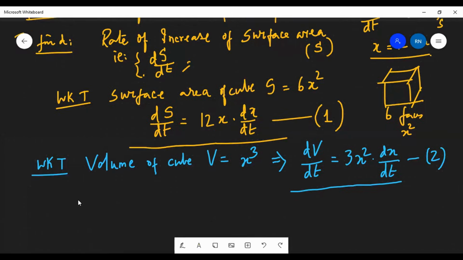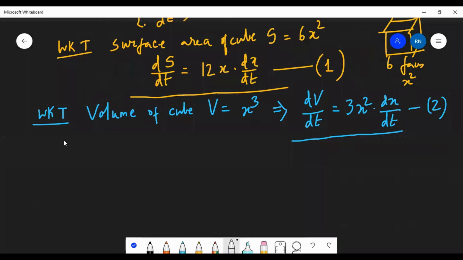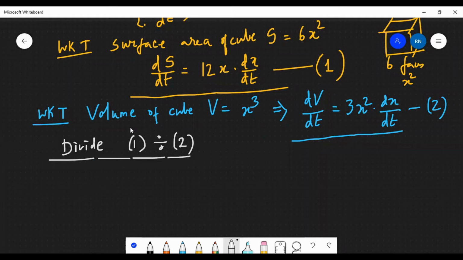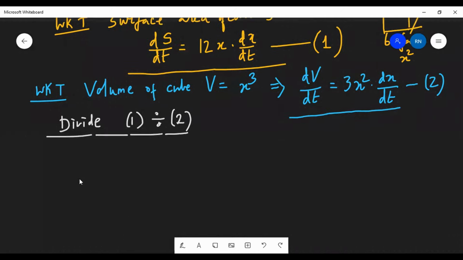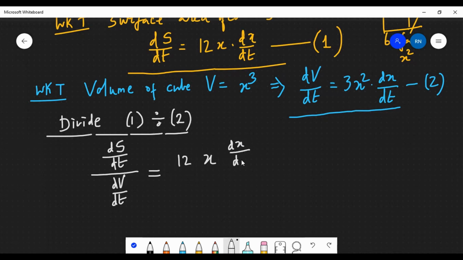So with the help of equation 1 and 2, we will be in a position to find out the surface area rate of change dS by dt. How is it possible? Very simple. Divide result 1 by result 2. How do you divide the results? Can anyone say? Left hand side and left hand side to be divided. So dS by dt, the denominator whole, divided by dV by dt. This is LHS divided by LHS. Then the RHS divides RHS: 12x dx by dt over 3x squared times dx by dt. Are you understanding now the purpose of division?